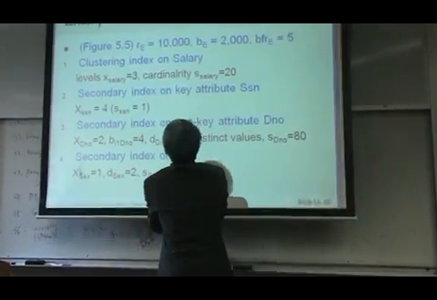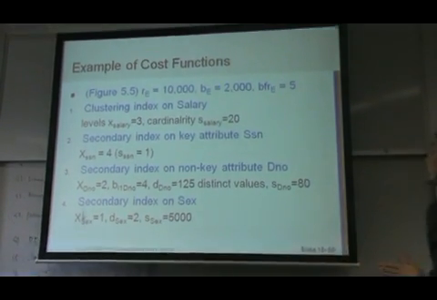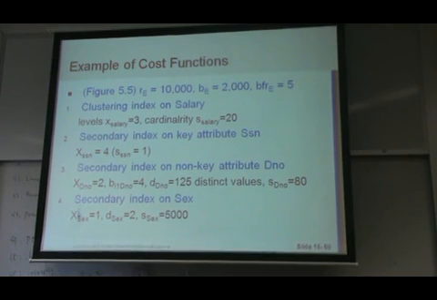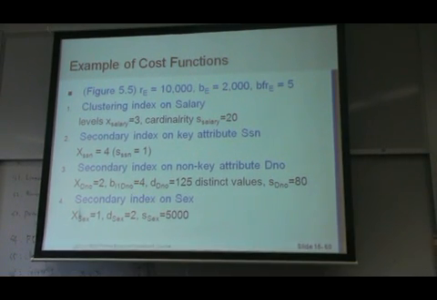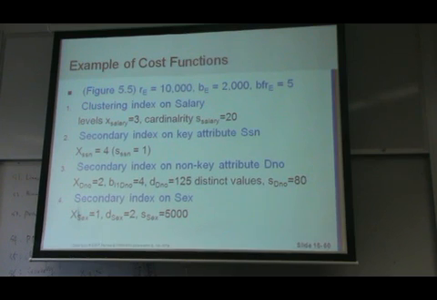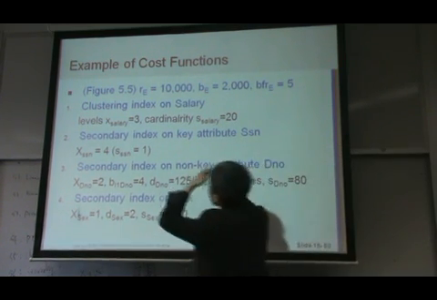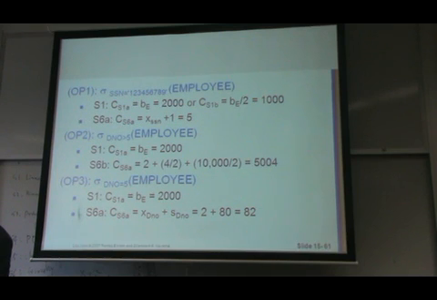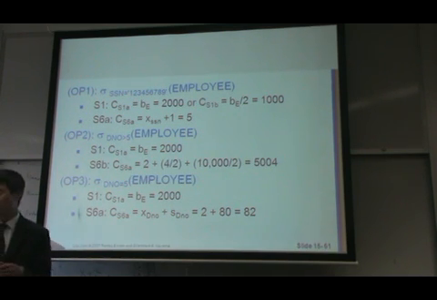So this is an example of the cost function. We have the same employee data: the number of records is 10K, the number of blocks is 2,000, and the blocking factor is 5. For example, a clustering index on salary has level 3 and cardinality 20. And the secondary index, I think we already did this one. So yes, these are the examples.